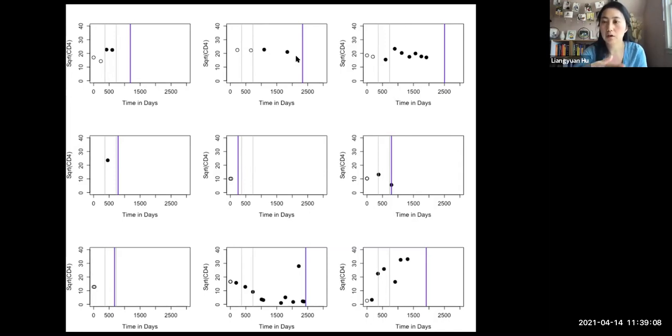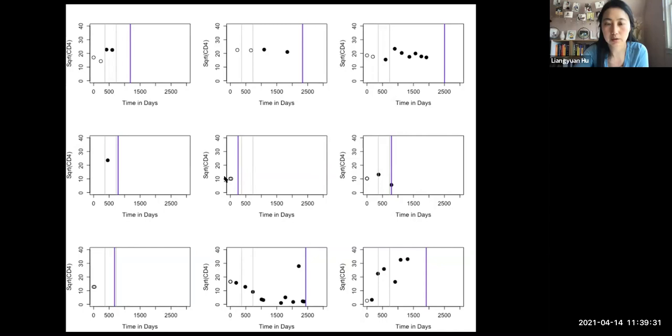Solid dots mean that they're on treatments. So you can see that there's a lot of variability in the treatment initiation times. Also, generally the CD4 is very sparsely measured, the follow-up times are pretty irregular, and there's also incomplete information.